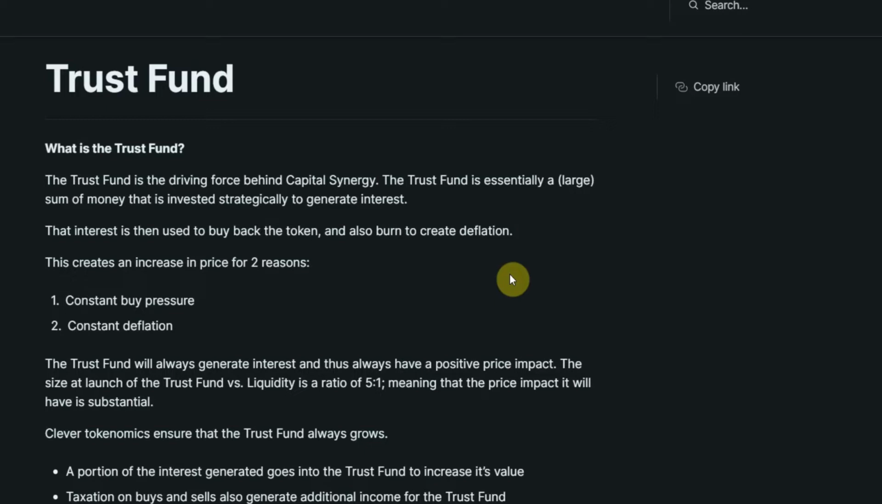The trust fund is the driving force behind capital synergy. The trust fund is essentially a large sum of money that is invested strategically to generate interest. The interest is then used to buy back the token and also burn to create deflation. This creates an increase in price for two reasons. One, constant buy pressure. Two, constant deflation.